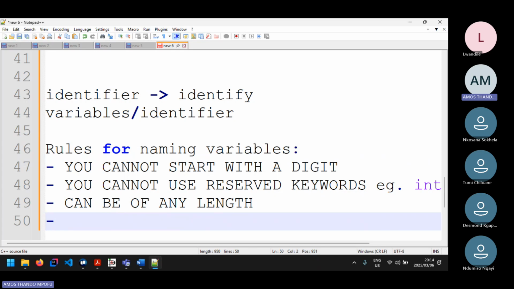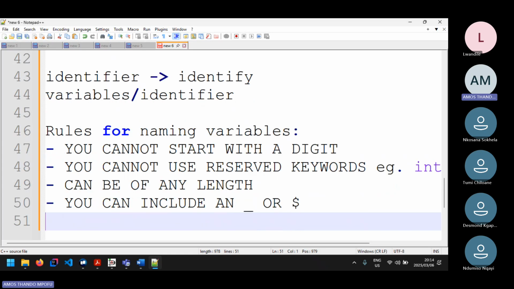And then you can also say your variables can include an underscore or a $ sign. That's allowed. Those characters are allowed, if I remember very well, yeah, they are allowed. But then it's not advised.